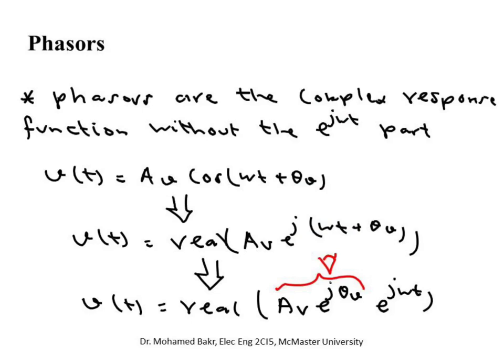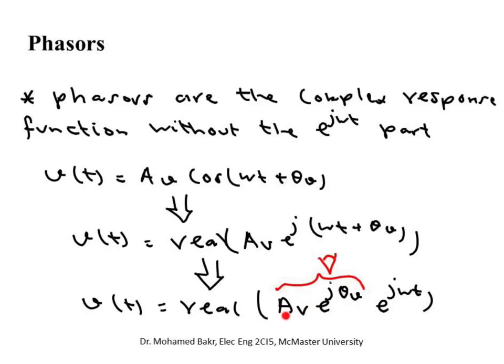Now, what we did last time, we said that this whole thing inside the real argument is what we defined as the complex response function or the complex forcing function. Okay, this is what we used last time. This time we're going to omit the e to the j omega t, and then we say this is our phasor. So the phasor is a complex number. It does not have any dependence on time. This is another thing you must remember. It has an amplitude and it has a phase.